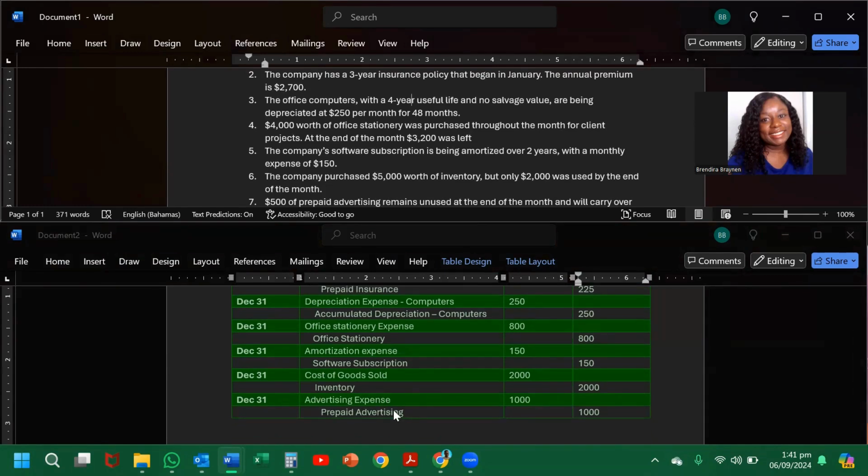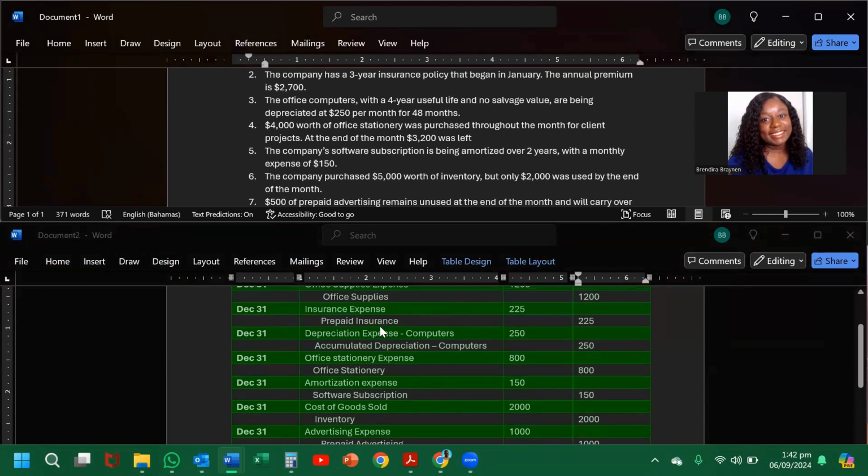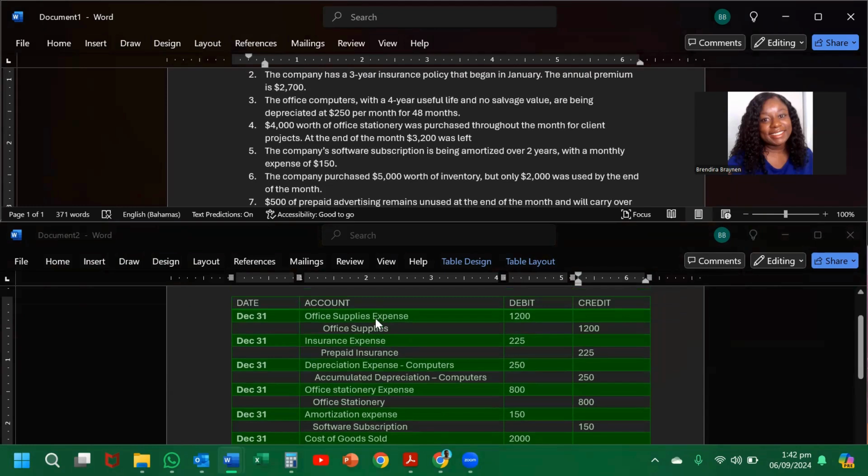Just like with these other scenarios, the difference may just be that the name of the account is slightly different or the amounts are different. But what happens is these entries tend to be the same. And so once you get used to completing them for one and reading and understanding the instructions, then you will definitely be able to understand and complete for the rest.